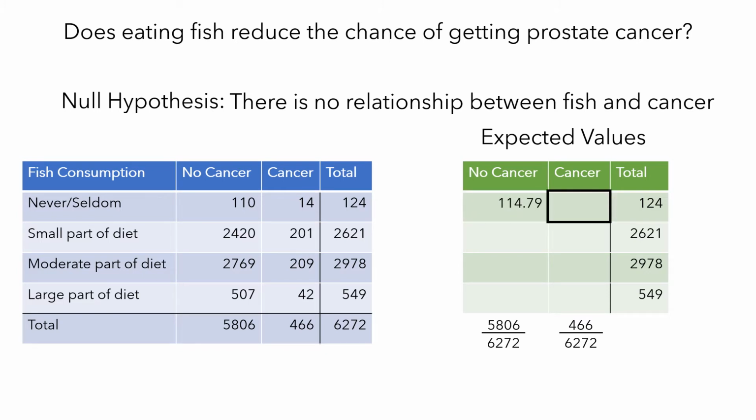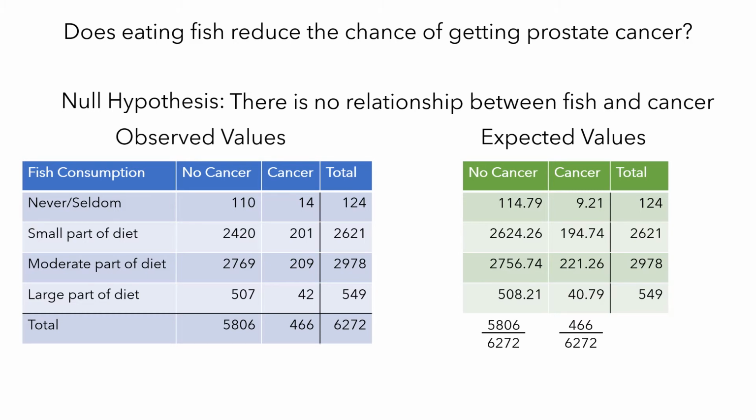Similarly, there are 124 non-fish eaters, and we would expect 466 out of 6,272 of them to get cancer, which is 9.21 people. And we'd keep on multiplying the proportion for the column by the number of people in the row. So now we have our observed values and expected values, and we need to compute a statistic that lets us summarize the difference between the observed and expected values using a single number.